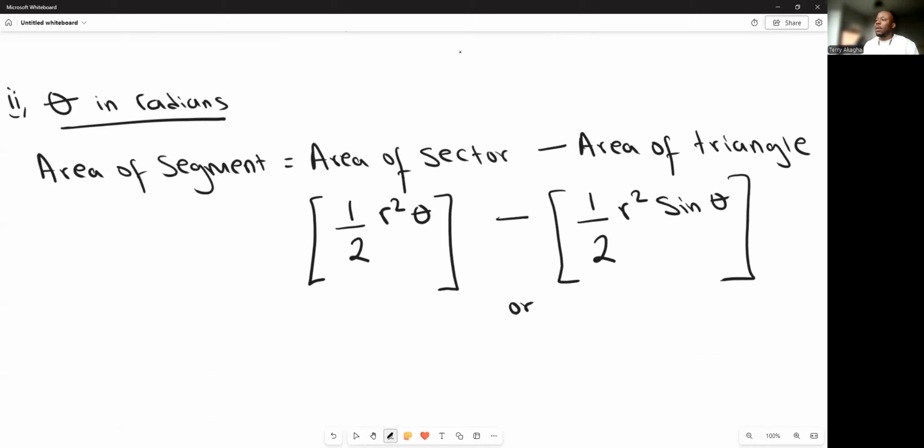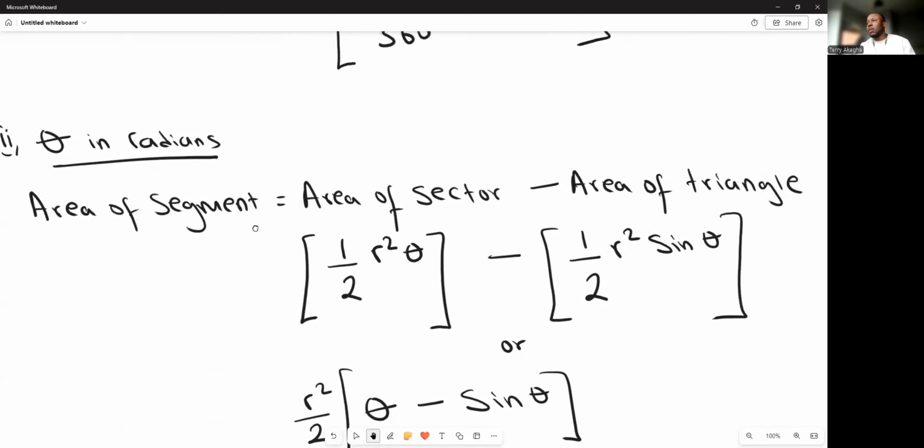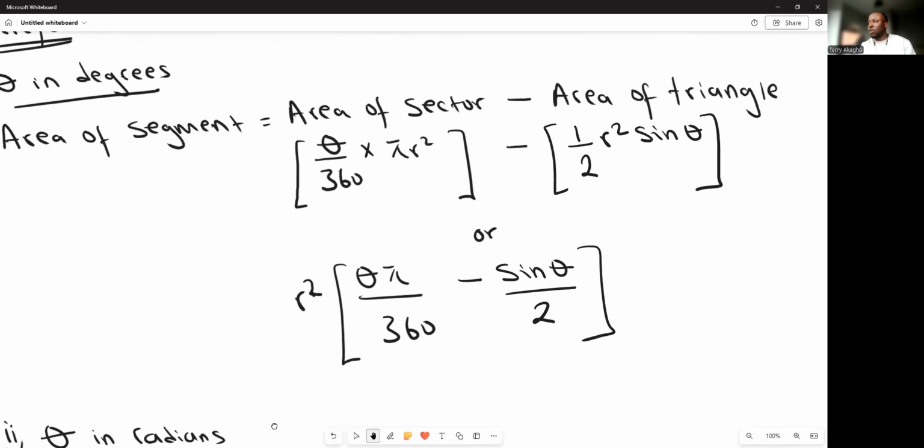If you want to simplify, similarly, r squared is common, and then it's going to be 1 over 2 theta minus 1 over 2 sine theta. Oh yeah, 1 over 2 is still common as well, so I can take 1 over 2 out. So I can say r squared divided by 2, because it's still common, and we now have theta minus sine theta. So you can use this to solve. When you have it in radians, you use this formula, because the area of a sector in radians is different. And when you have it in degrees, you use the formula here.